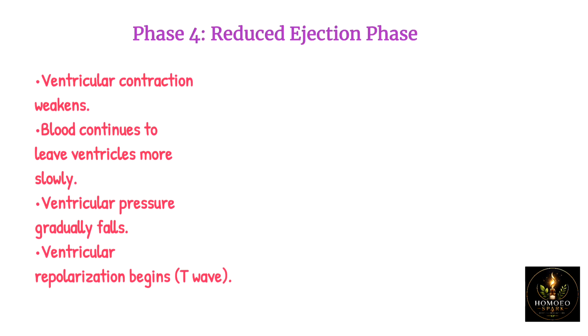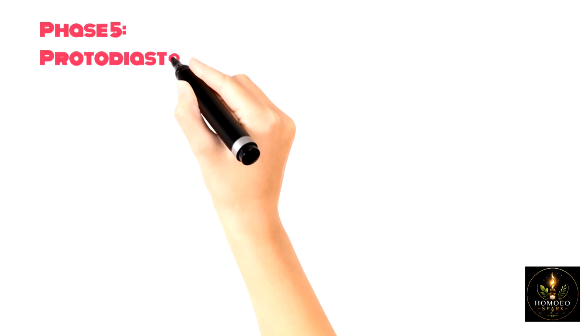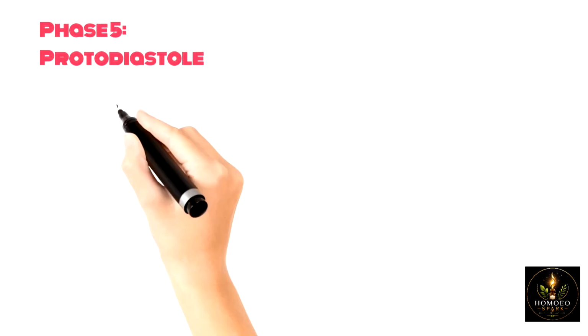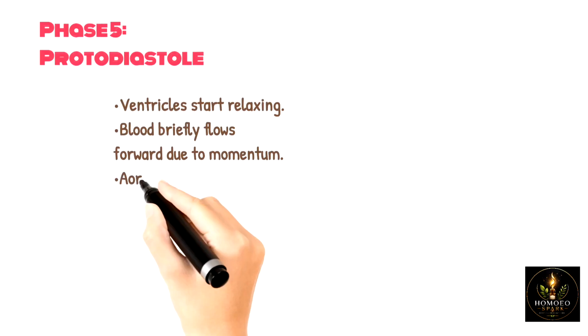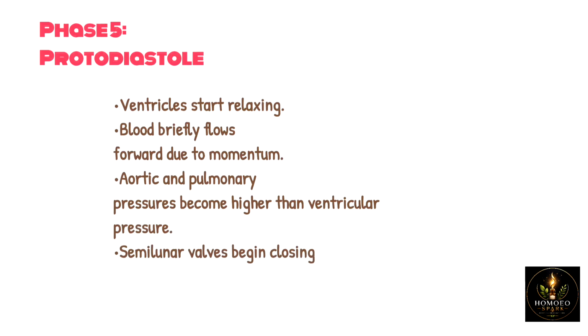Now coming into the ventricular diastole phase, which is for 0.5 second. In ventricular diastole, we have four phases. The four phases are protodiastole, isovolumetric relaxation, rapid ventricular filling, and reduced filling. The first one is protodiastole. In protodiastole, the ventricles begin relaxing so that the blood flow slows. Semilunar valves prepare to close. The pressure is getting low, so the valves close.